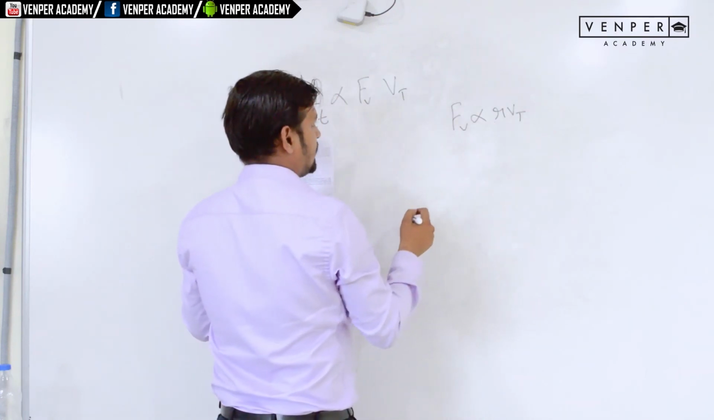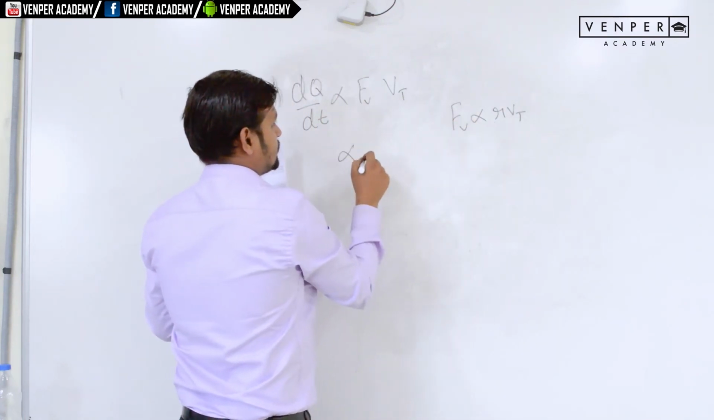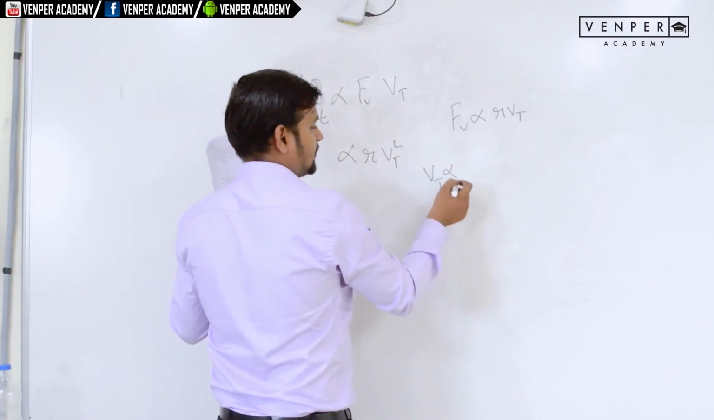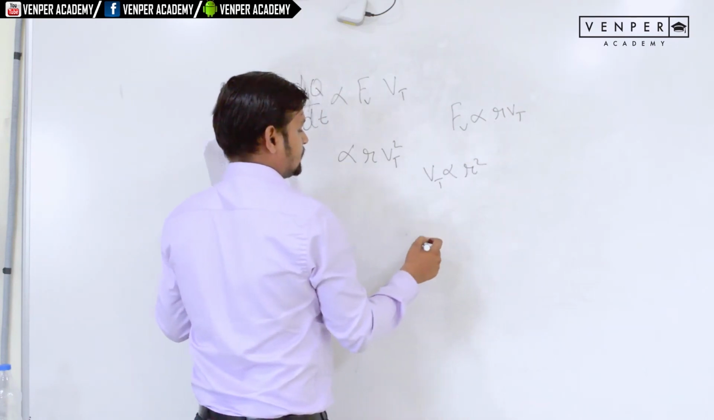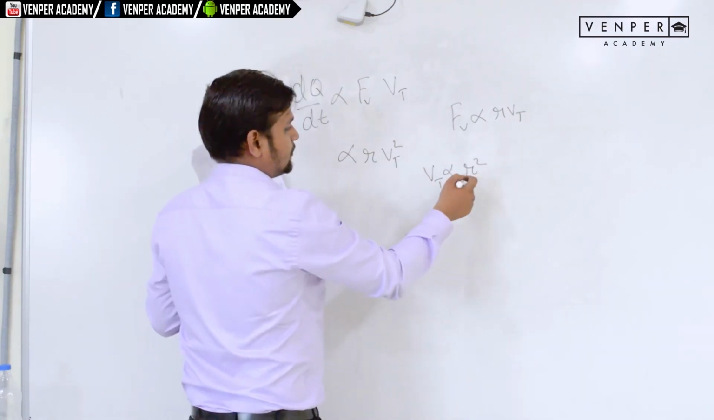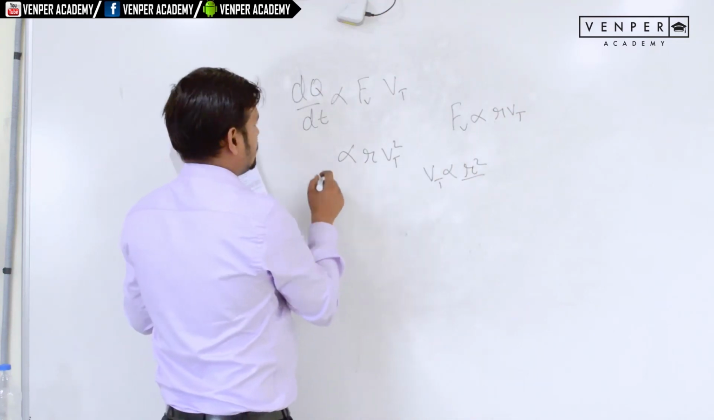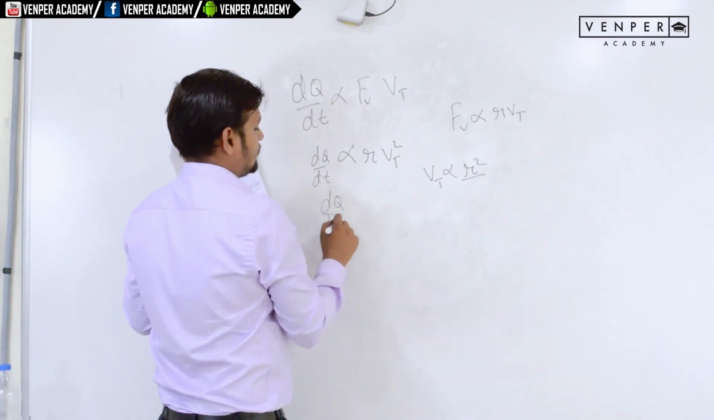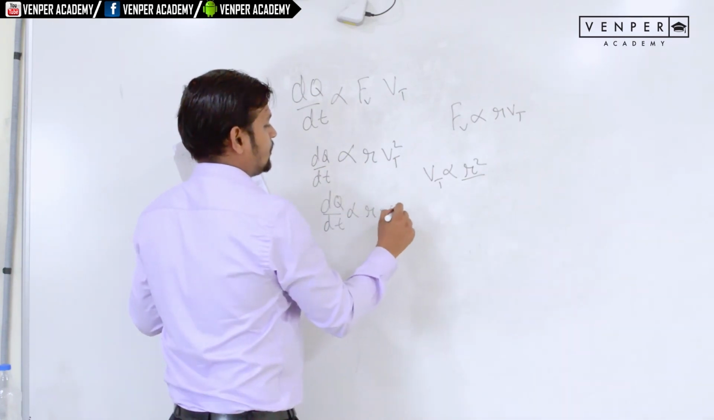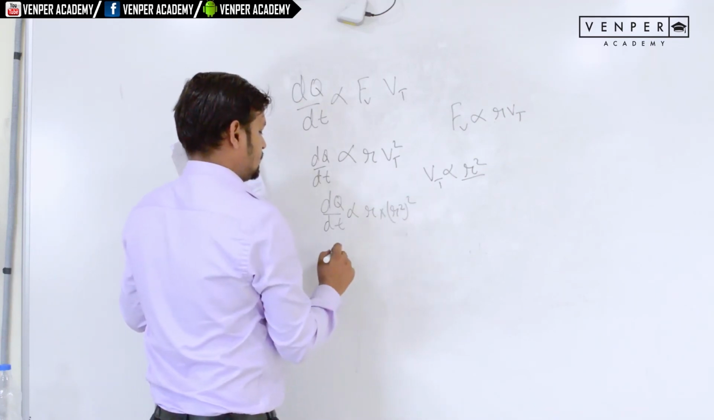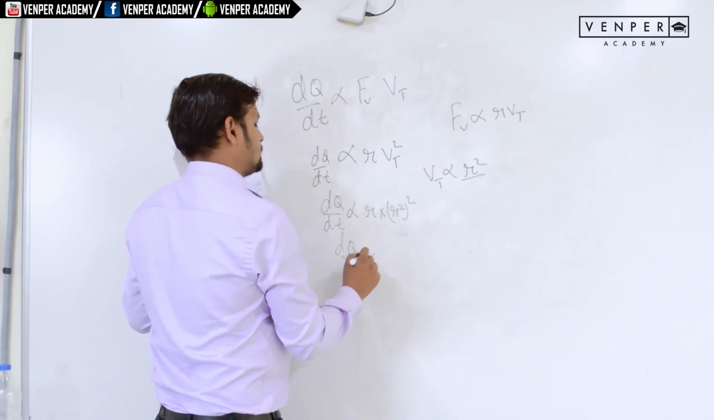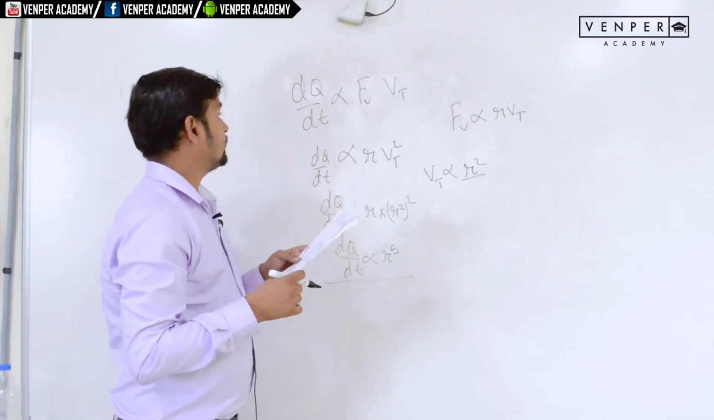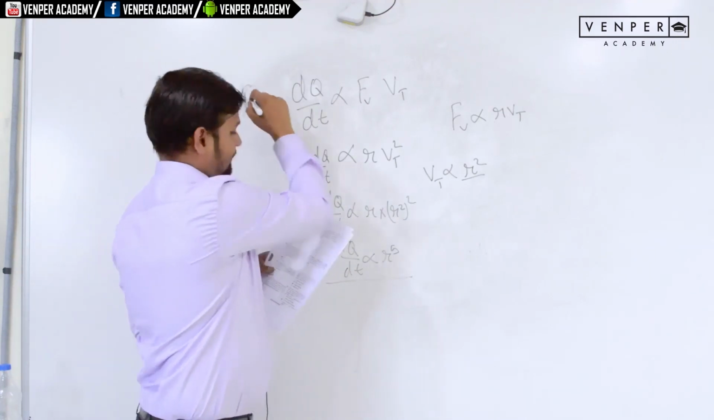Clear? So you can write here that this is proportional to R Vt square, and we know that terminal velocity Vt is proportional to R square. When we are calculating that, you will get one term R square. So you can say that dQ by dt is proportional to R into R square whole square. So dQ by dt is proportional to R raised to power 5. So the correct answer is the first option for question number 18.